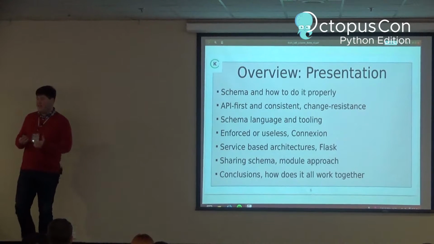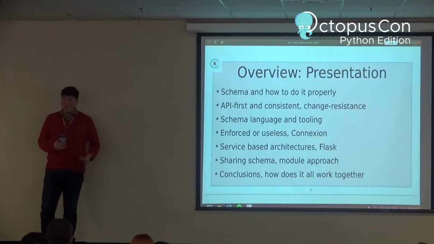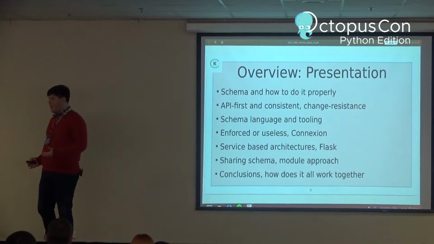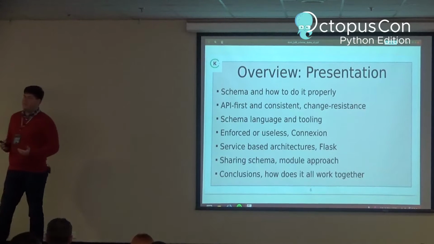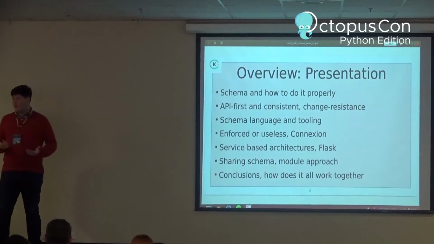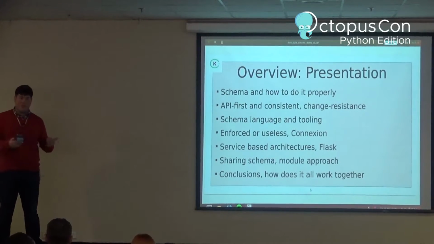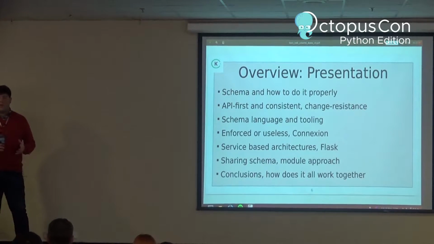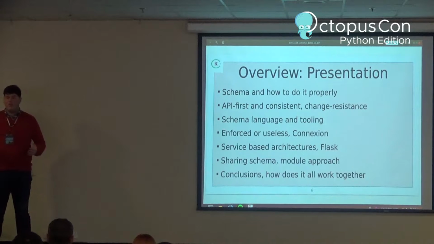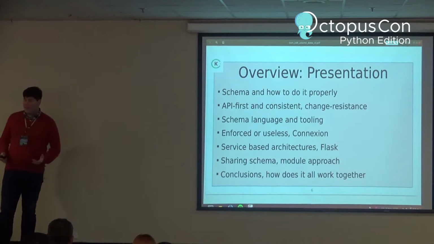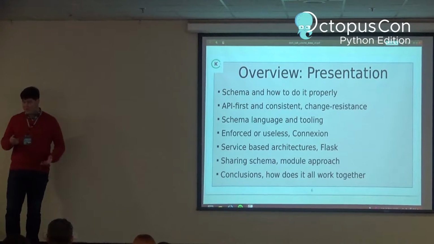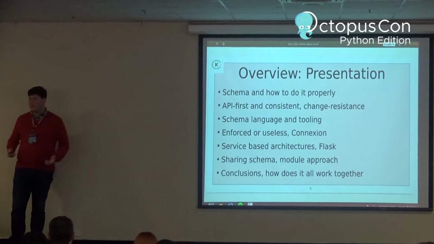So yeah, I'm going to show you how to do this using schema, in this case, OpenAPI schema. We're going to chat a little bit about going API first, about not writing a line of code until you know what you'll be writing about. We're going to see what kind of tooling is there, what to do. We're going to talk about Connexion, which is Python specific. We're going to talk about Flask. We'll see how we share schema, so multiple teams can do the same thing. And we're going to do this with an example, with a conclusion that shows how this all should work together.